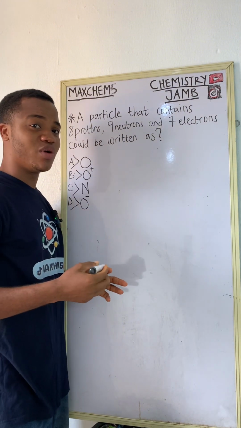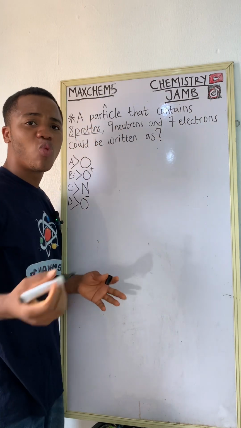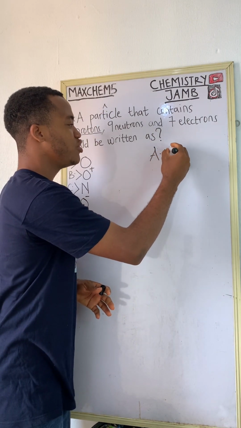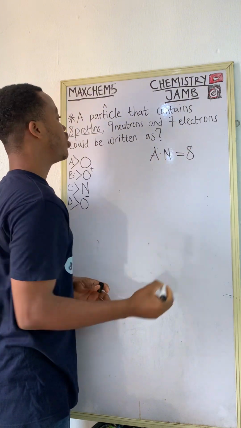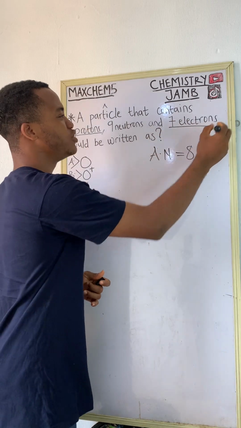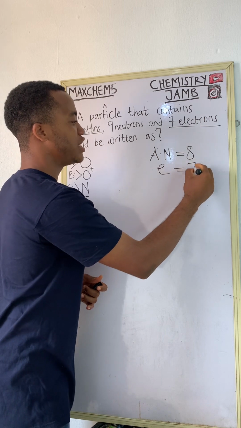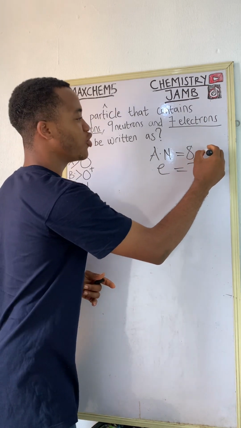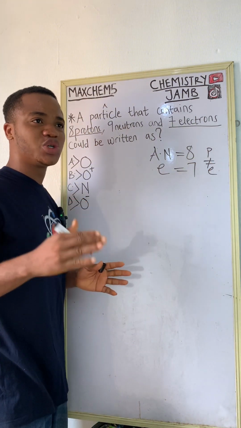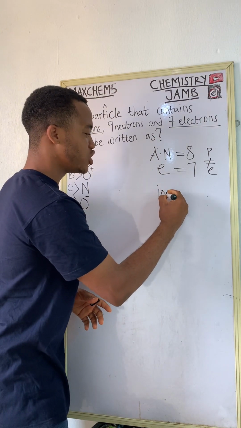If you check this question very well, you are going to see that it has 8 protons. The particle in question has 8 protons. What does that imply? That implies that the atomic number, let us just write AN, the atomic number is equal to 8 because it has 8 protons, right? So if you check this very well, you can see that it also has 7 electrons. Let's say electrons equals 7. That shows you that the number of protons is not equal to the number of electrons. And that shows you that this particular particle in question is an ion.